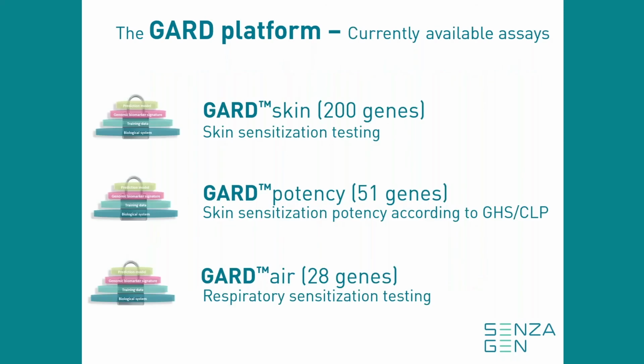The GARD assay currently comprises three different assays. As I said, we have the GARD skin assay for hazard assessment of skin sensitizers. We have the GARD potency assay, which is capable of classifying chemicals according to the CLP potency, so it can distinguish strong and weak sensitizers. And we also have the GARD air assay for identification of respiratory sensitizing chemicals. As you can see from these slides, all of the applications in the GARD platform are based on a set of different biomarkers and not only on single data points.